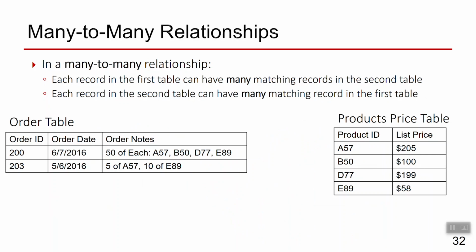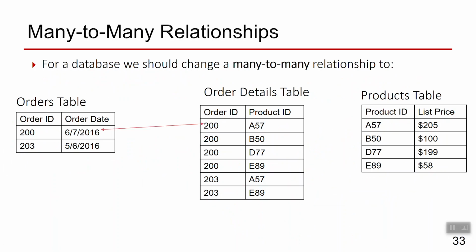All right, the final type of relationship is a many-to-many relationship, and that's where each record in the first table can have many matching records in the second table, and vice versa. Now you may recognize that the way the information is presented here, and we've talked about this previously, listing the information as we have in this order notes cell is not the best for database design. So it would be better to rearrange this information into three tables and use what's called a junction table.